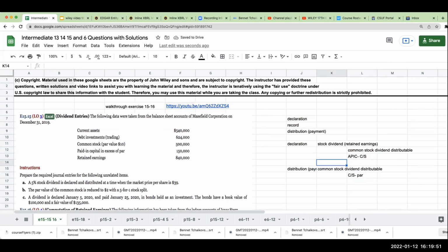Now I also would need journal entry descriptions, all that other fun stuff. The first thing we need to figure out is how many shares we have outstanding. Common stock par value of 10 is 500 grand. If my par value is 10, that means that I have a total of 50,000 shares outstanding.